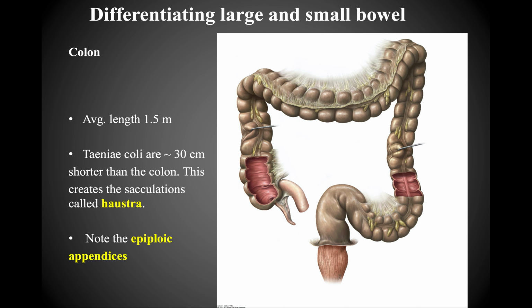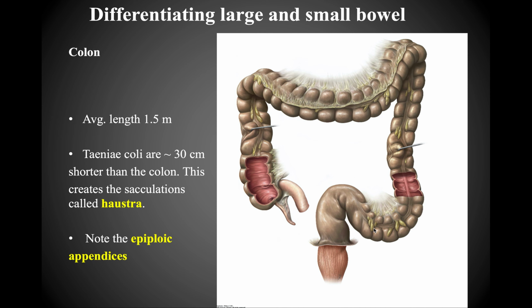So the colon, just to remind you, has an average length of about 1.5 meters. But note that the taenia coli are about 30 centimeters shorter than the colon. And as a result of that, you get the sacculation formation within the large intestine. And remember that we call these sacculations haustra. So again, you can appreciate the haustra here in this image.